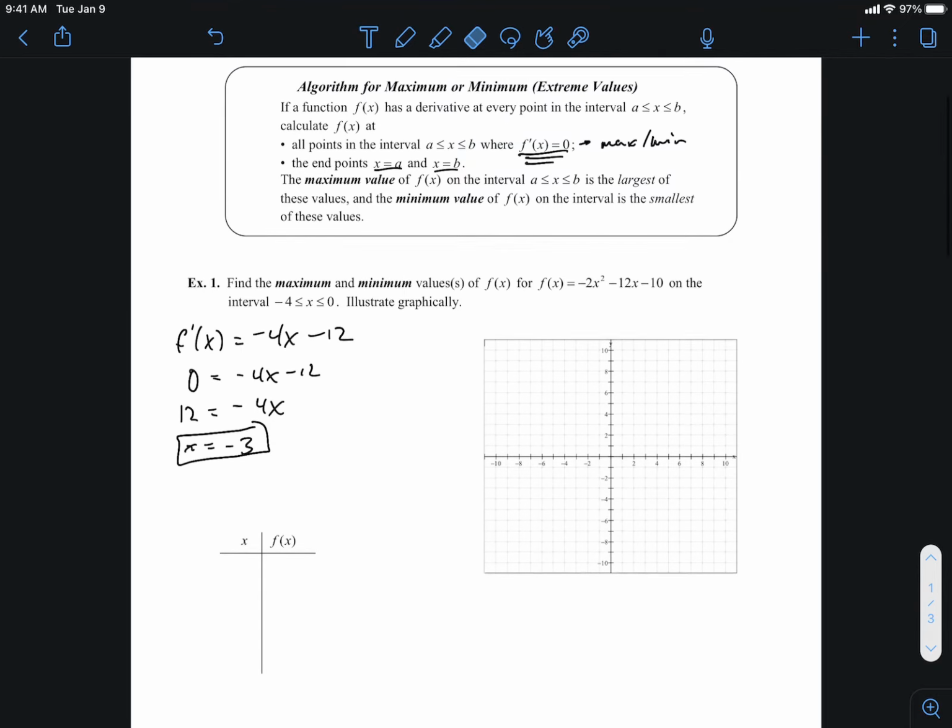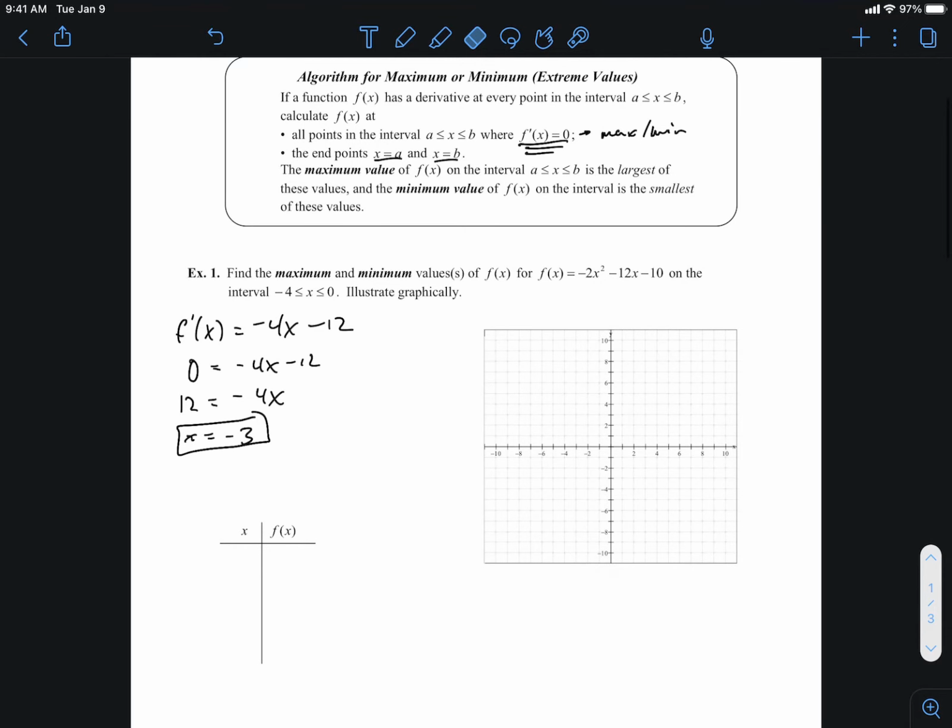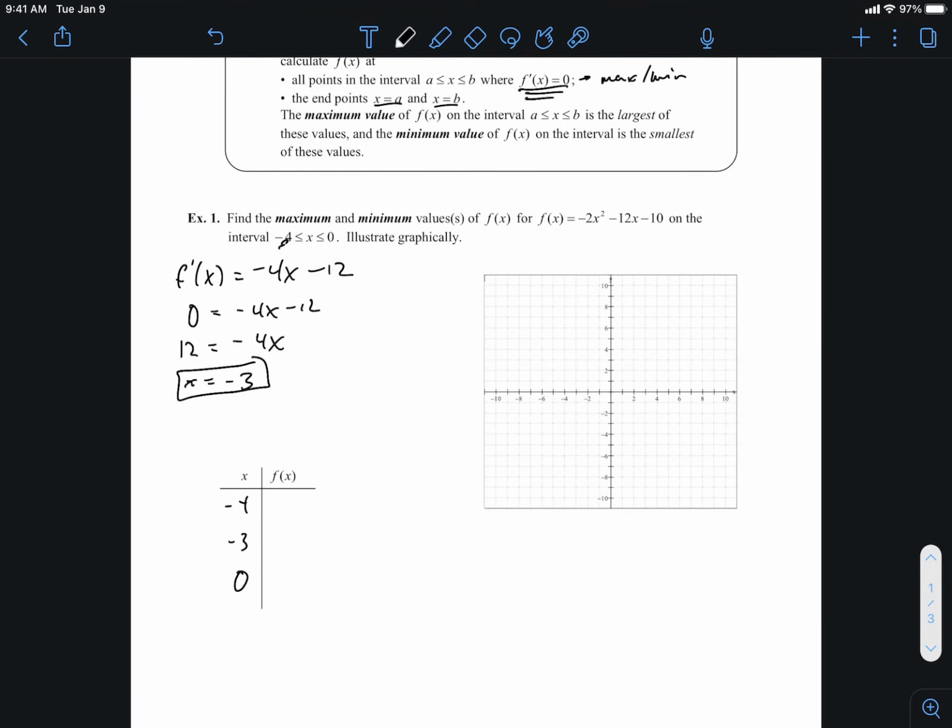Well, let's follow the steps here, okay? I know I'm going to follow the interval. I'm going to plug in -4 into my function, I'm going to plug in -3, and I'm going to plug in 0, okay? And I'm just going to try and produce the graph. So let's plot our points. I just want to evaluate the function at -4, for instance, and then -3, and then 0. Okay, so that's all we're doing.